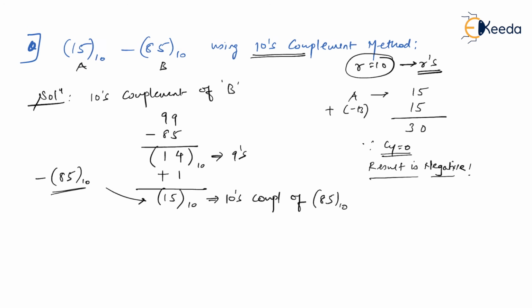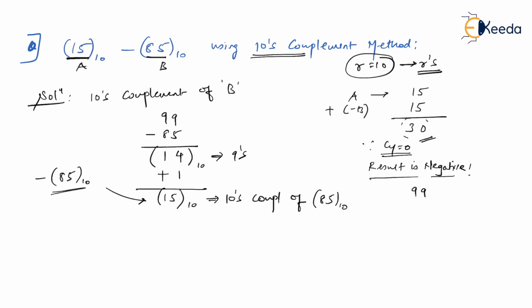It is not in true form because we really wanted to see some negative result, but what I'm getting is 30, and obviously 15 minus 85 is not 30. Isn't it? 15 minus 85 is not 30, it is minus 70. But what I can see is 30, and I cannot see minus 70 because the result is negative and not in true form. To actually get the true form, you have to take tens complement of the result. So let's take tens complement of the result.